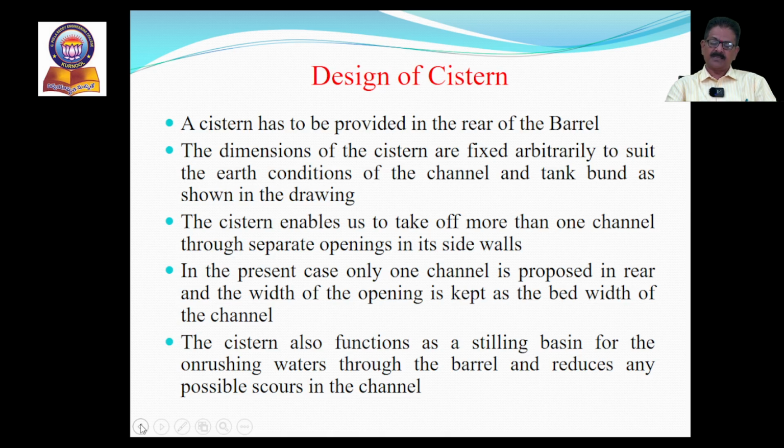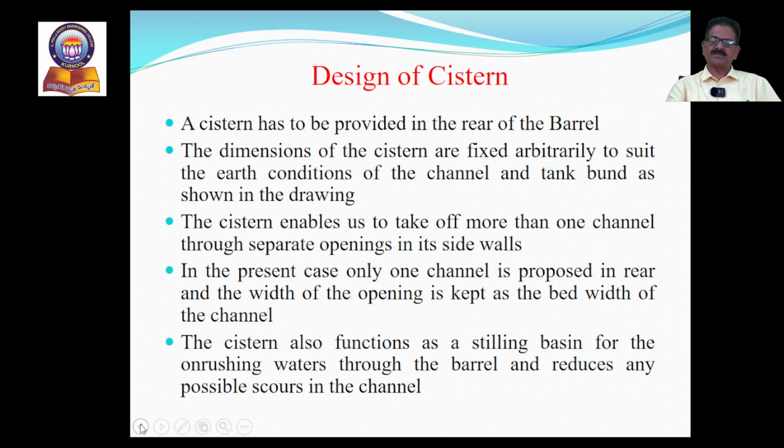That's the reason the cistern enables us to take off more than one channel through separate openings in the side walls. In the present problem, only one channel is proposed in the rear, and the width of the opening is kept as the bed width of the channel section. As given in the problem, at the downstream side of the tank bund, we are going to supply water through this sluice to a single channel only, whose dimensions are also given. Therefore, the opening provided to this cistern is a single opening only, for which the size of the opening is equal to the bed width of the channel.